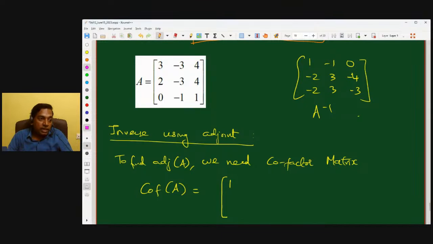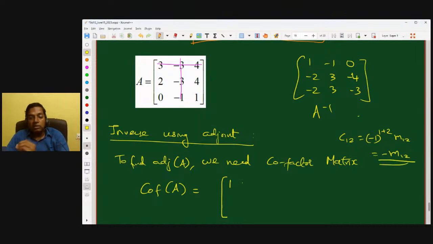Suppose I want to find the entry corresponding to first row, second column. Remove those two. The remaining determinant is 2 into 1 minus 4 into 0. Just look at the 2 by 2 as it is and write the determinant. But then you have to multiply by minus 1 because it is 1,2. See, C12 will be minus 1 power 1 plus 2 times M12, so it's minus of the minor. The minor is basically the determinant that you have left if you remove the row and column. Now C13 will be plus, C21 will be minus. So if i plus j is odd, you will get minus. So it's minus 2. Then go to 3, the determinant is minus 2, and here you put plus, no multiplying by minus.